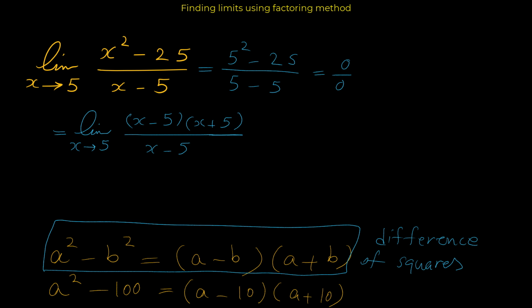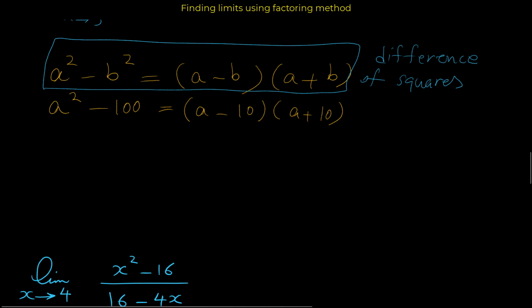Look at the top and the bottom. Again, we have something in common. This always happens. X minus 5 and x minus 5 cancel each other. So what remains? We have only x plus 5 in top and nothing in the bottom. Actually, in the bottom we have 1, but we don't need to put 1 in denominator here. So just x plus 5 in top. Substitute 5 for x. 5 plus 5 is 10. So this limit is 10.